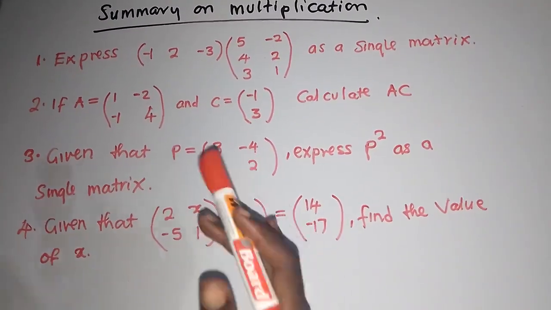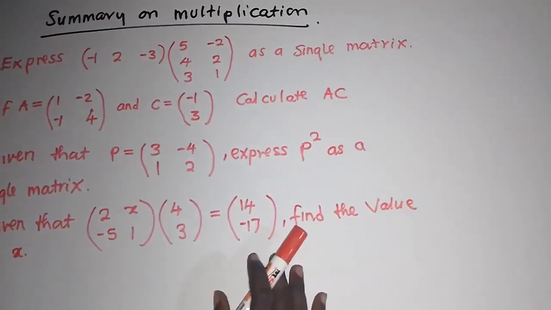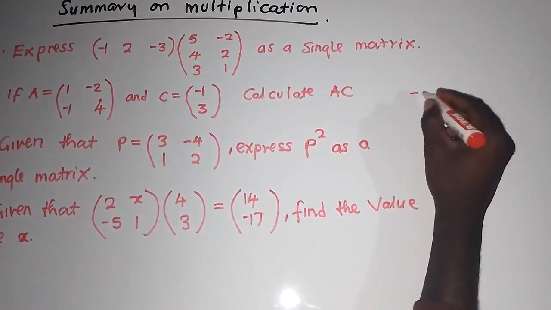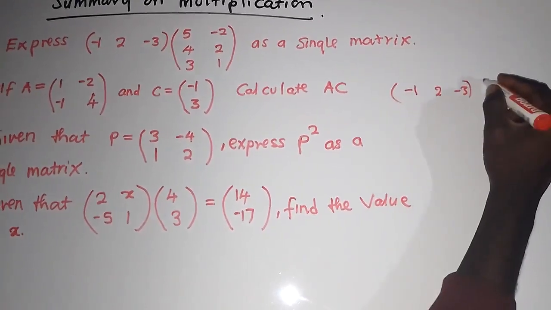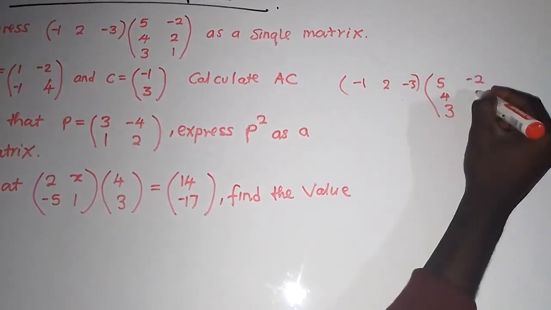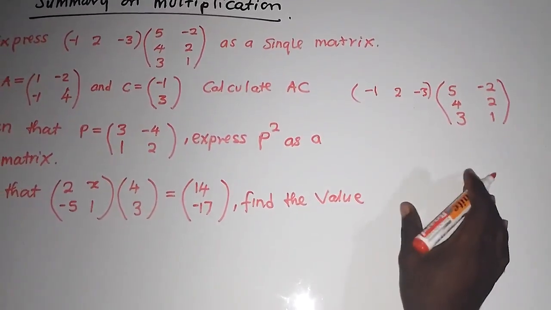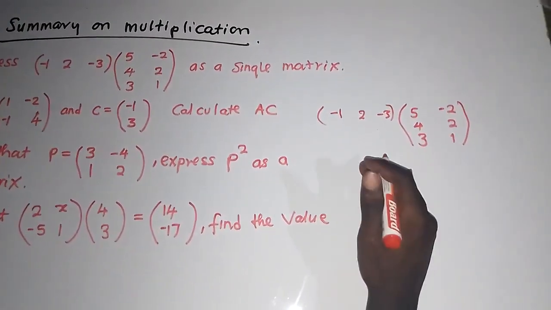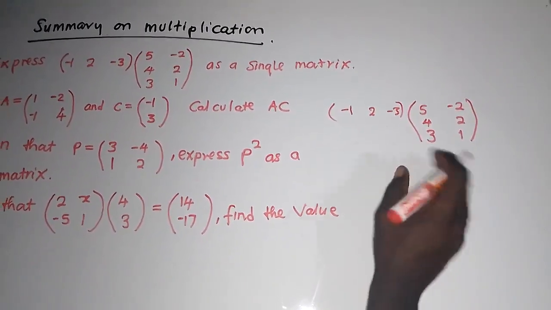So how can we answer these questions? How can we go about these questions? I'm told to express -1, 2, -3 like this, and I've got this other one which is 5, 4, 3, -2, 2, 1 like this. This is the question. So what is the first thing that I need to do? I told you that the first thing that you need to do is to get the order of these two matrices.